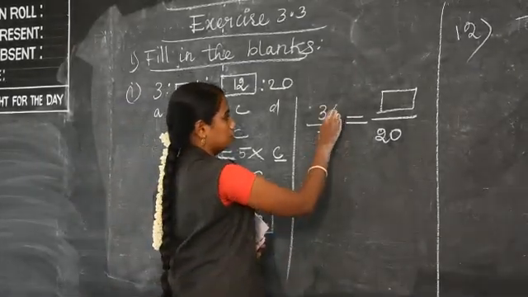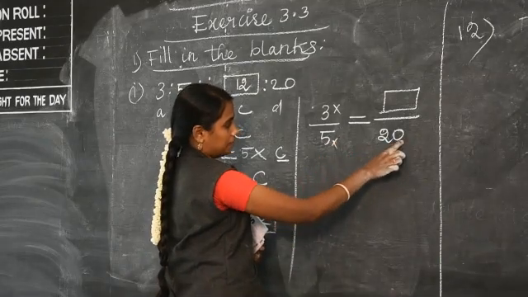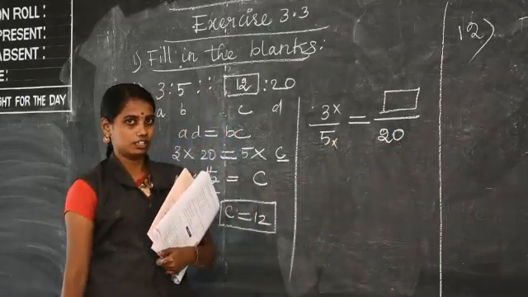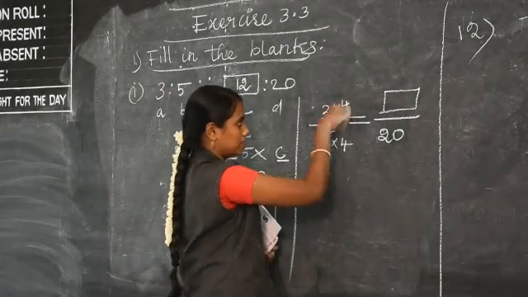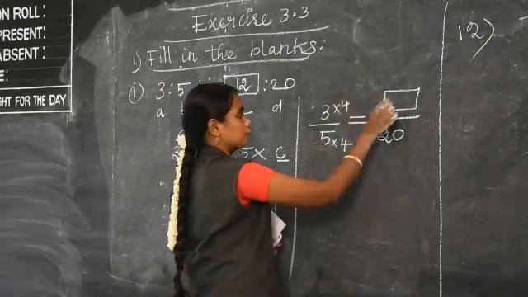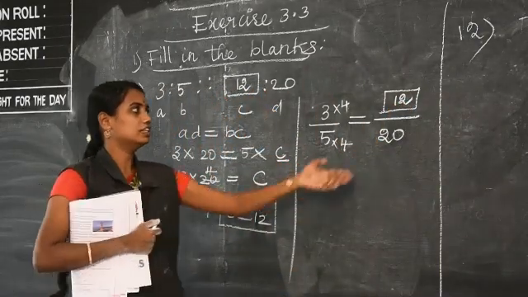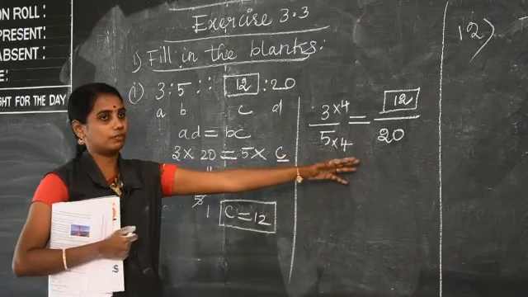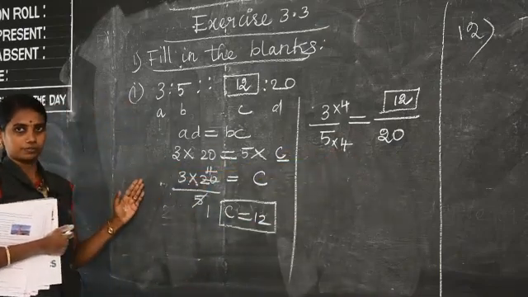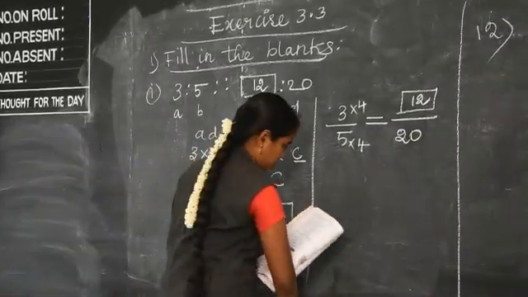Okay, so now here 5 is there. 5 to multiply which number? You will get 20. Okay, 5 table. Okay, 5 fours are 20. Here also multiply by 4. So 3 fours are 12. Okay, so easily we found that answer is 12. Okay, either you can find out the equivalent ratio method or the proportion method. Okay, two methods are correct. Next option.